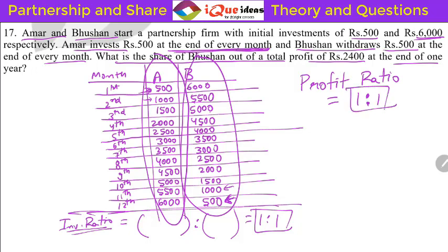Okay, now what was the shorter way of doing it? The shorter way would be just to find the first and the last month. If you understand that, great. Otherwise you will have to always follow this process. Okay, so profit ratio is 1:1.